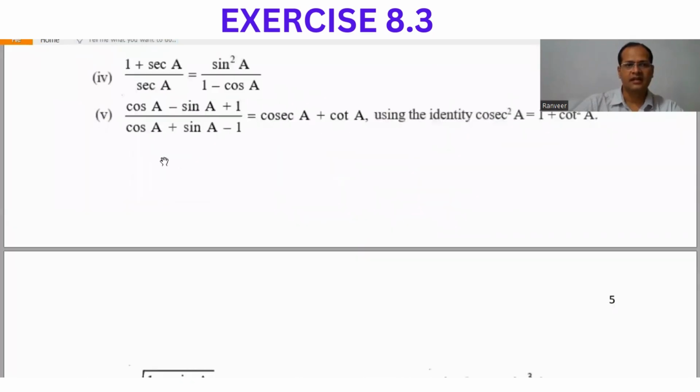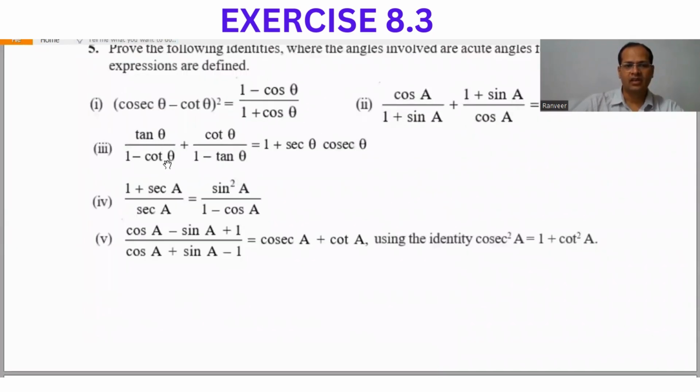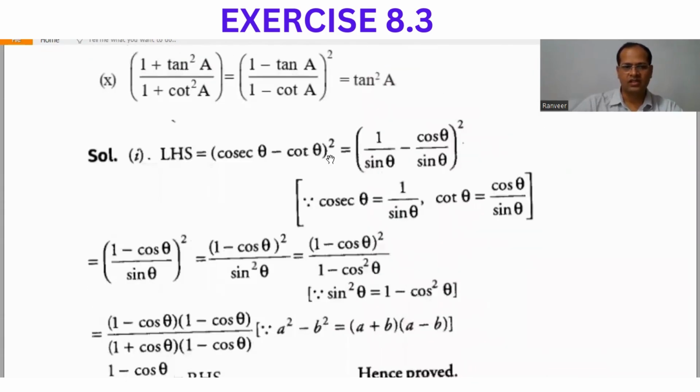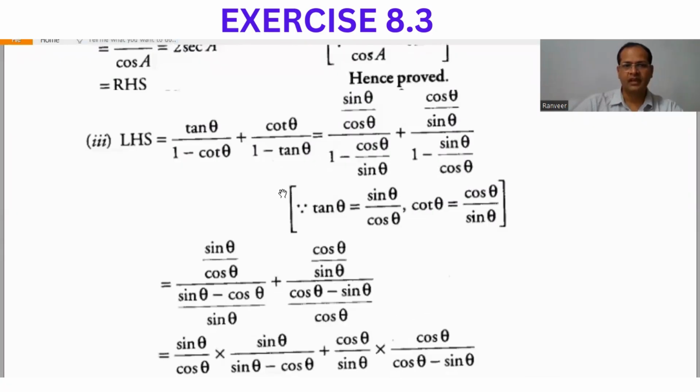Now third we have to see. Third question is (tan theta by 1 minus cot theta) plus (cot theta by 1 minus tan theta) equals 1 plus sec theta into cosec theta. So third question, just you see the calculation: tan theta by 1 minus cot theta, plus cot theta by 1 minus tan theta.